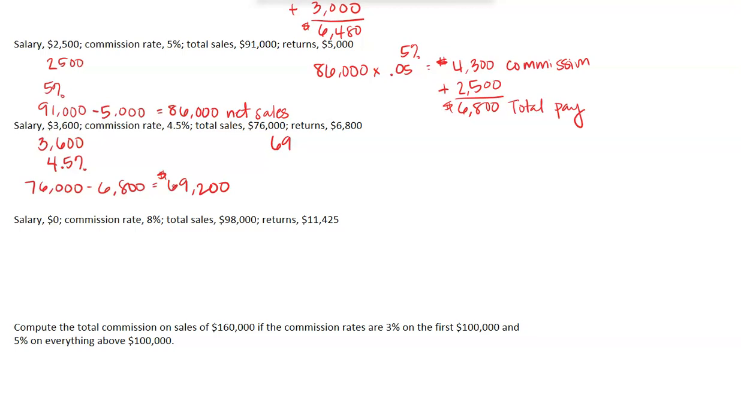And I'll multiply 69,200 by 4.5%. And this gives me a commission amount of $3,114. Adding this to their base salary of $3,600 gives me $6,714.